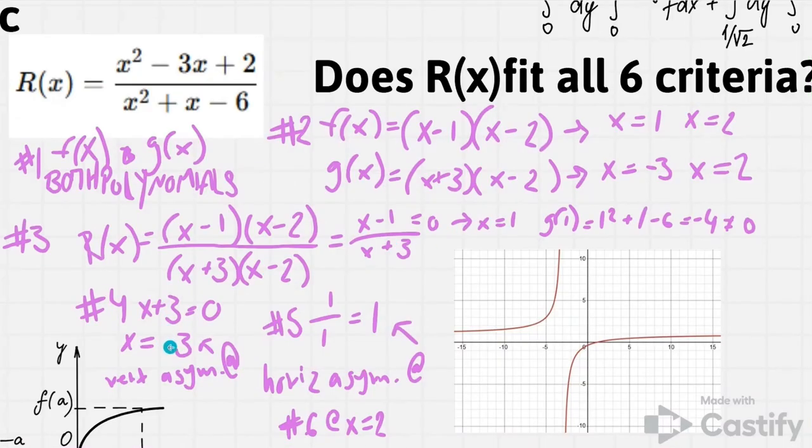Number 4 is that r of x should have at least 1 vertical asymptote, and so equaling the denominator to 0, we could get that the vertical asymptote is at x is equal to -3. And for a horizontal asymptote as its end behavior, you could see here the end behavior is y is equal to 1, looking at the leading degrees and leading coefficients, which is 1.